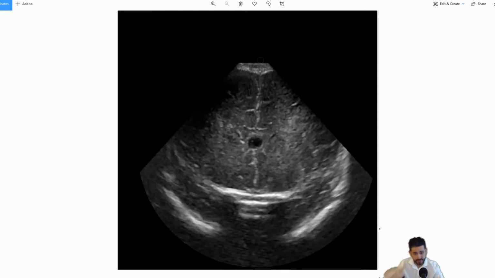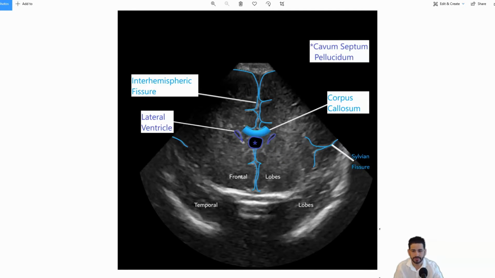So more posteriorly, you start to begin to get the little temporal horns, the cavum septum pellucidum. You see how this is a term baby and how tiny the lateral ventricles are. Interhemispheric fissure and corpus callosum. So corpus callosum looks like a blue macaroni. Interhemispheric fissure, cavum septum pellucidum, the lateral ventricles, frontal lobes, and the temporal lobes. And one of the Sylvian fissures seen relatively clearly. This is with the sector probe.